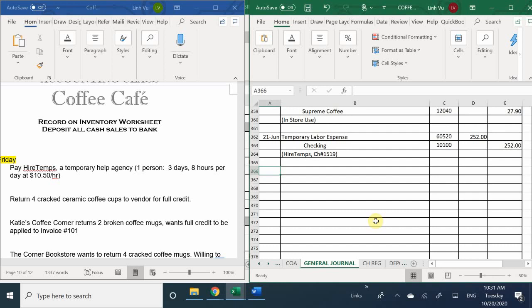So here we're looking at returning 4 cracked mugs to a vendor for a full refund. How do we do this? Accounts payable and then ceramic coffee cups. Now, do we actually have those items in inventory? That's perpetual. Clearly not, not yet. So good with accounts payable, because we do owe them money. We haven't even paid them yet. So accounts payable is correct.